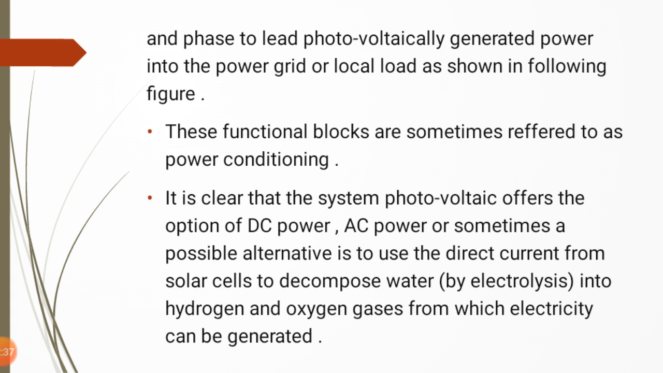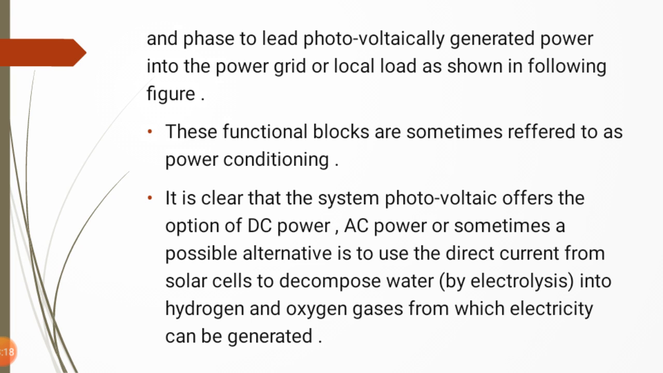It is clear that the photovoltaic system offers the option of DC power, AC power, or sometimes a possible alternative: using the direct current from the solar cell to decompose water by electrolysis into hydrogen and oxygen gases, from which electricity can be generated. So simply, we can generate DC power or AC power, where AC is converted from DC.